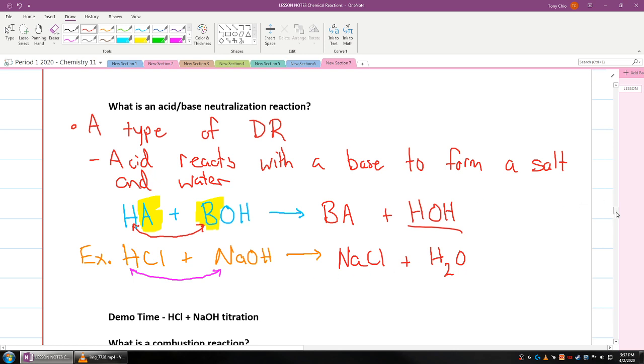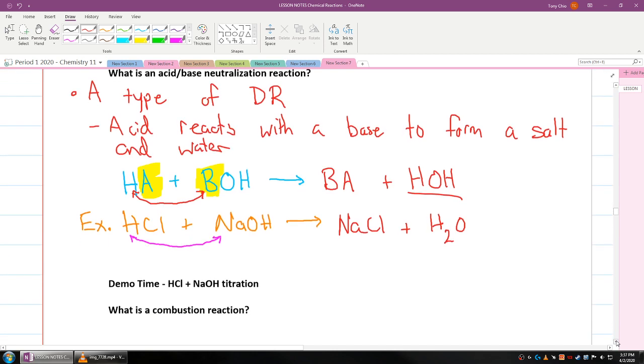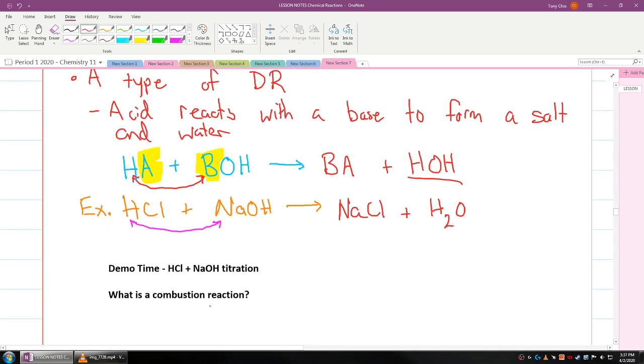Now, what you can do, because this is a video, is that a titration is a way of finding the concentration of either your acid or your base. What I want you to do is you can go on YouTube and look for a video of a titration. It's not the most exciting thing, but it's a very useful chemical tool.